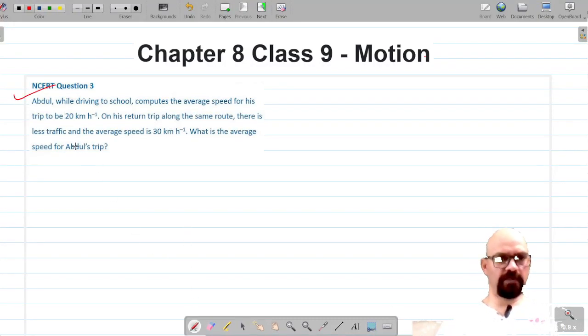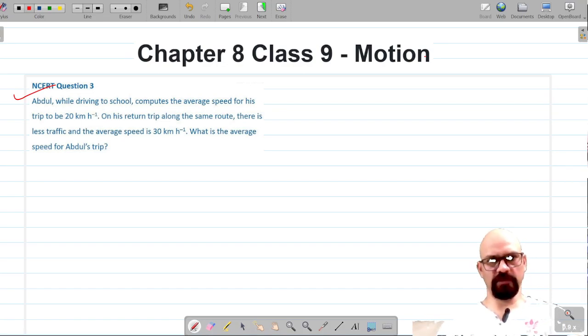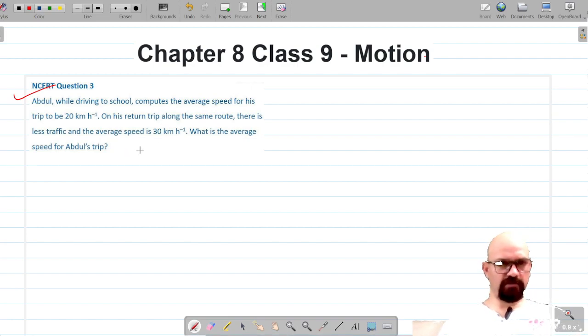For question number three, it's given that Abdul, while driving to school, computes the average speed for his trip to be 20 kilometer per hour. And on his return trip along the same route, there is less traffic and the average speed is 30 kilometer per hour. So what is the average speed for Abdul's trip?